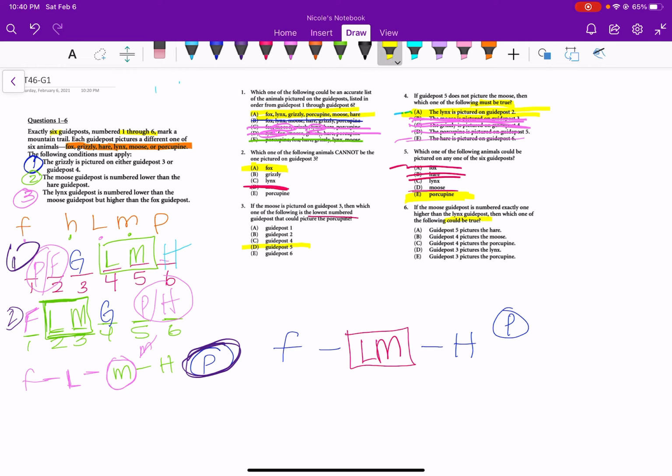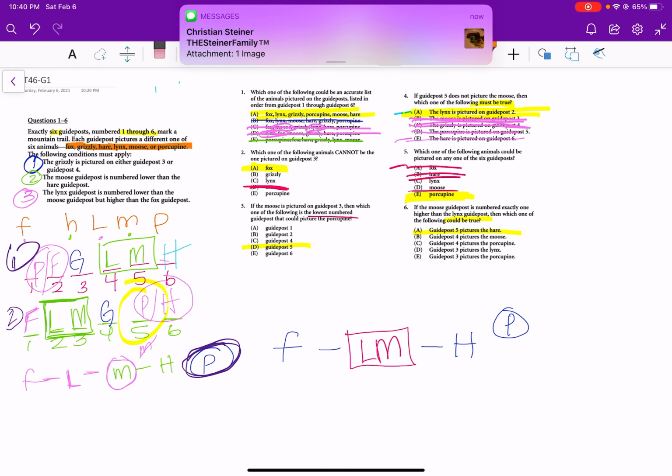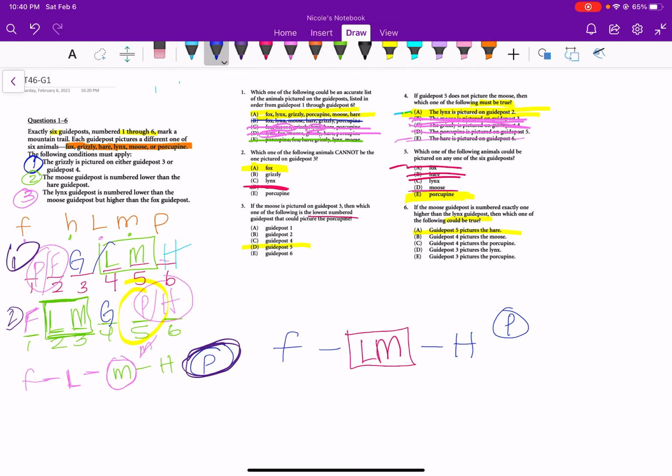So could guidepost 5 have the hare? Yes, that's probably our answer. Guidepost 4 has the moose. No, because if we look here, guidepost 4 never has the moose. Guidepost 4 has the porcupine. No, it never has the porcupine. Guidepost 3 has the lynx. No, because it either is the grizzly or the moose. Guidepost 3 has the porcupine. No, because it's either the grizzly or the moose. So that just reaffirms that our answer is A. And that would get us 100% on this too.